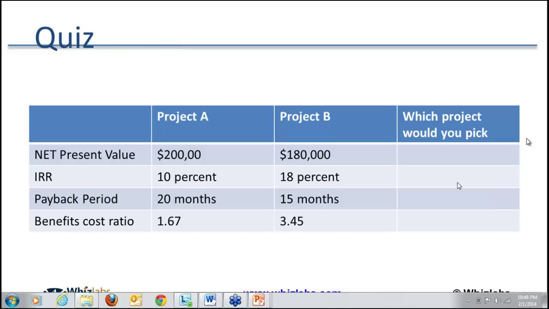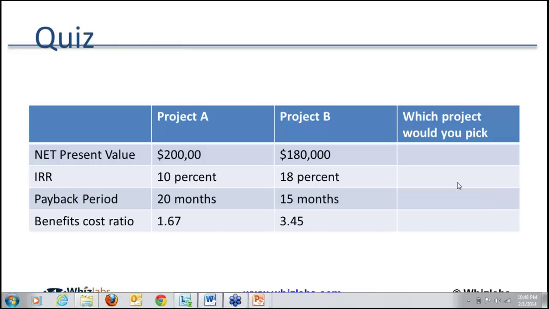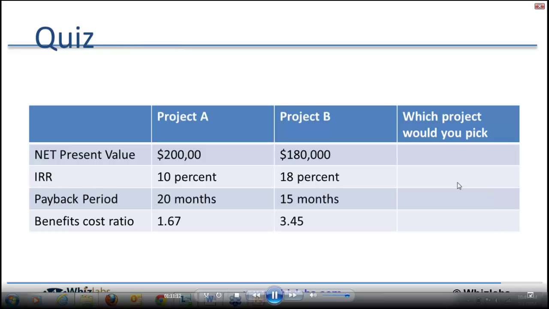Let me correct you. Suppose my returns are $300,000 and my cost is $100,000. So my benefit cost ratio will depend on the division, not on subtraction. You're absolutely right. A benefit cost ratio of 3.45 means my benefit is higher than my cost.